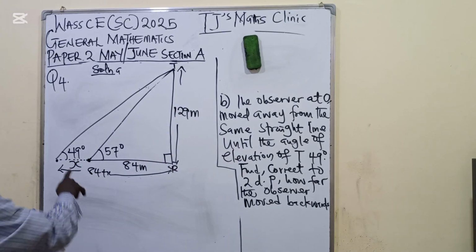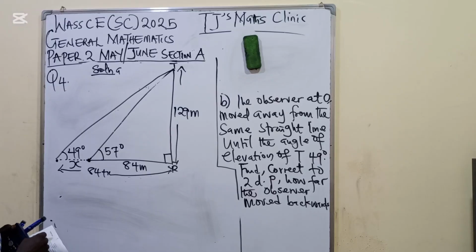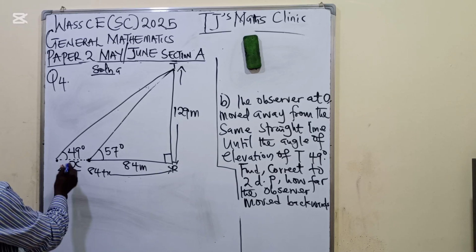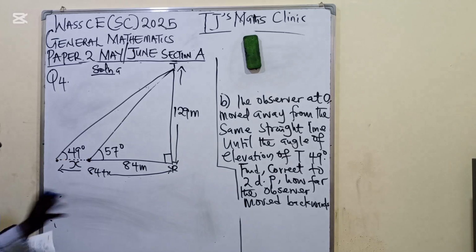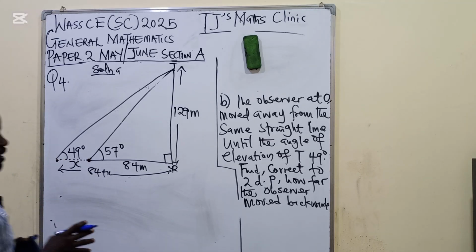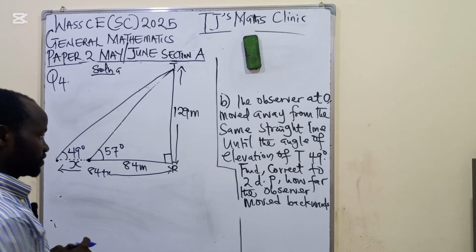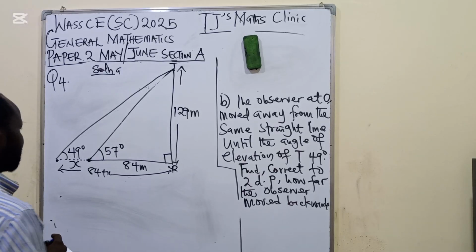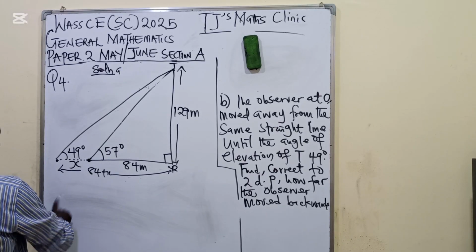We are looking for the value of this x now. What will be the value of x? Very important. There are two ways we can approach this. Let's see what we can get from here. If we are to find x, meaning we are looking for this distance now. The question says, find correct to 2 decimal places how far the observer moved backward. We are looking for x.